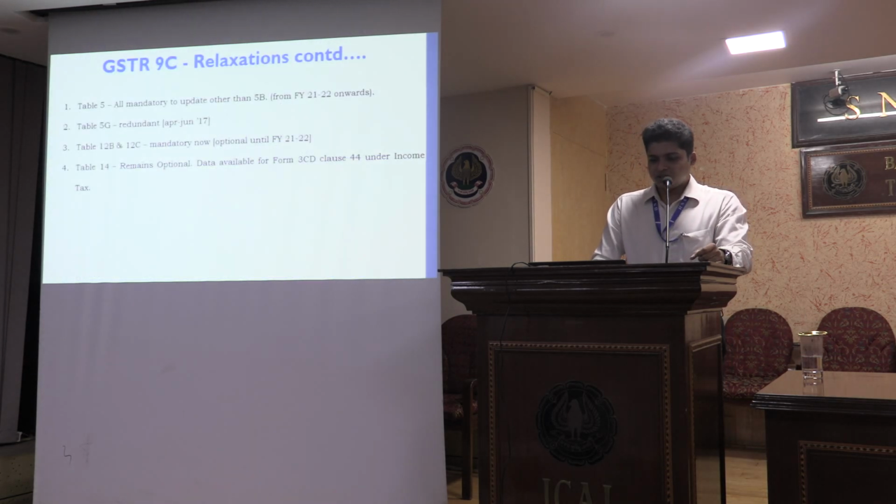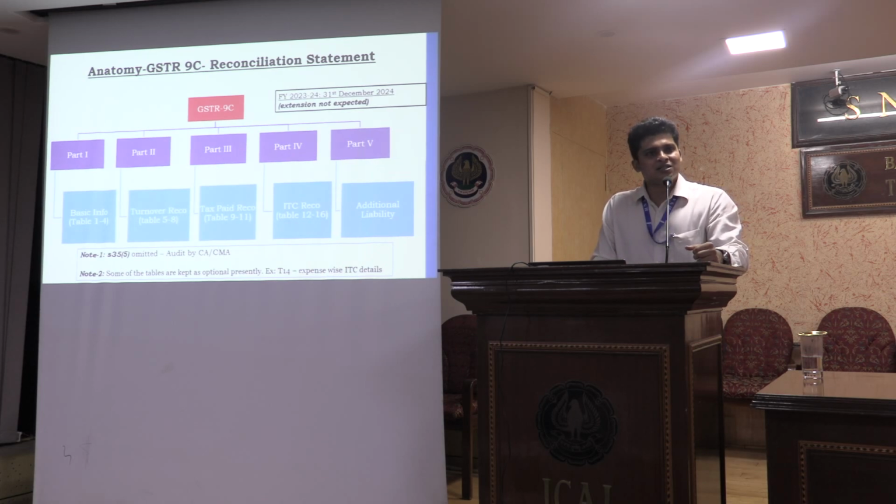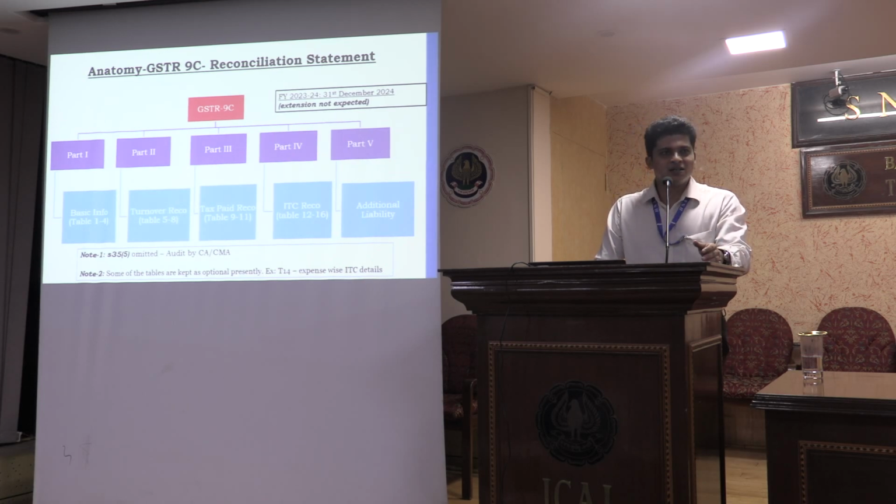So now we come to GSTR 9C. This format is fairly simple. Turnover reconciliation first, tax reconciliation next, ITC reconciliation last. All the other tables, the additional liability, and table 14 of ITC having all those expense-wise details are optional. Most of the persons are doing the additional liability in GSTR 9 itself. I have not seen many additional liabilities coming into form GSTR 9C.